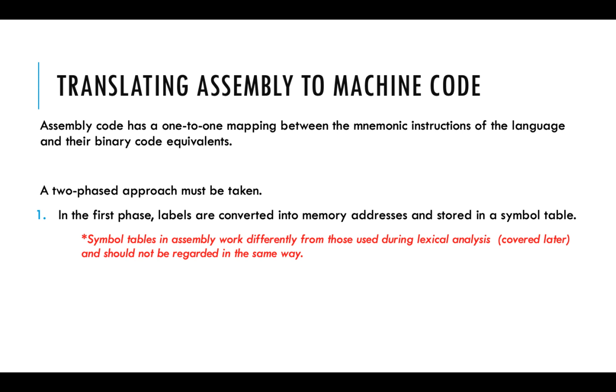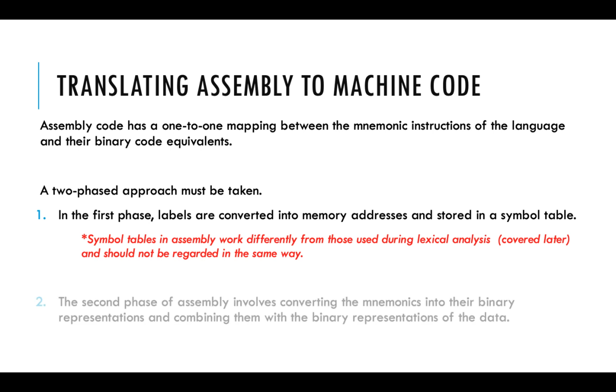The second phase of assembly involves converting the mnemonics to their binary representations and combining them with the binary representations of the data. For those people that have studied assembly language before, using the LDA commands, STA commands, etc., they are your mnemonics. So it's converting those and giving them a binary equivalent. Once we've assigned them all binary numbers, we can put them all together and process them on the CPU.